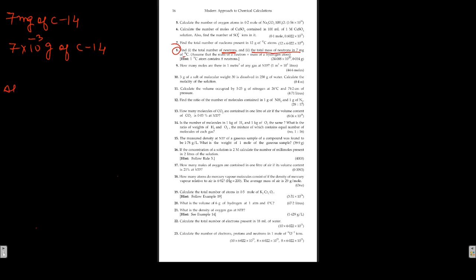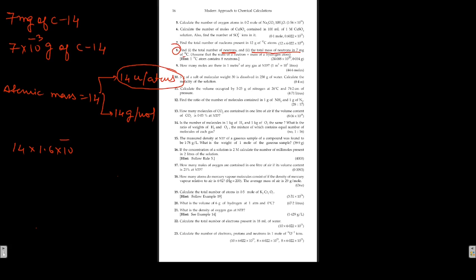Here the atomic mass is given as 14. One meaning of that is 14 U per atom. Another meaning is 14 gram per mole. And now we should select this one. It means 14 into 1.6 into 10 to the power minus 24 gram is equal to 1 atom.